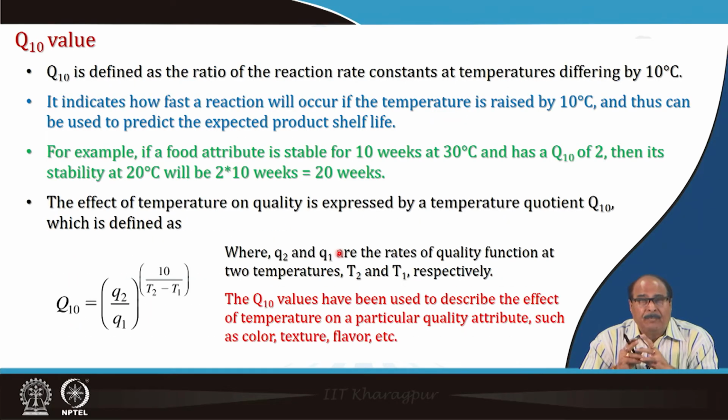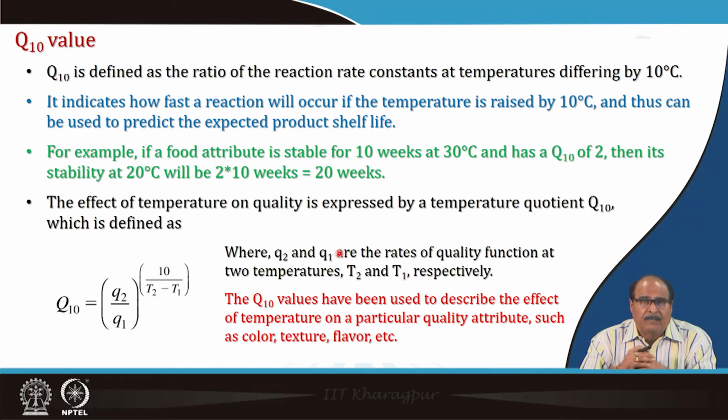Q10 value is defined as the ratio of the reaction rate constant at temperatures differing by 10 degrees Celsius. It indicates how fast a reaction will occur if the temperature is raised by 10 degrees Celsius, and thus can be used to predict the expected product shelf life. For example, if a food attribute is stable for 10 weeks at 30 degrees Celsius and it has a Q10 value of 2, then its stability at 20 degrees Celsius will be about 20 weeks.